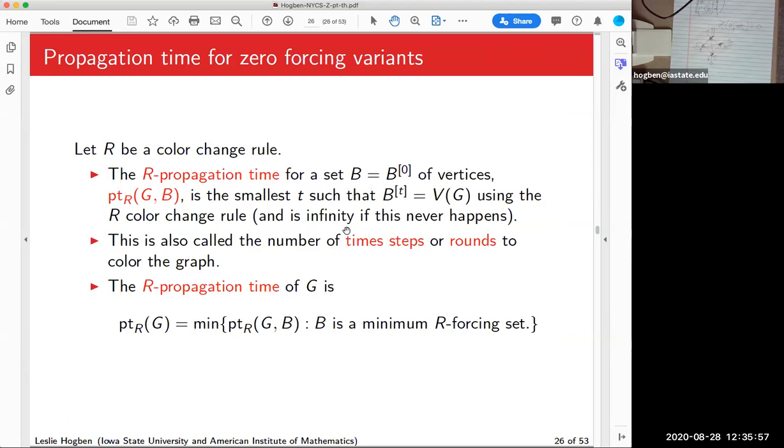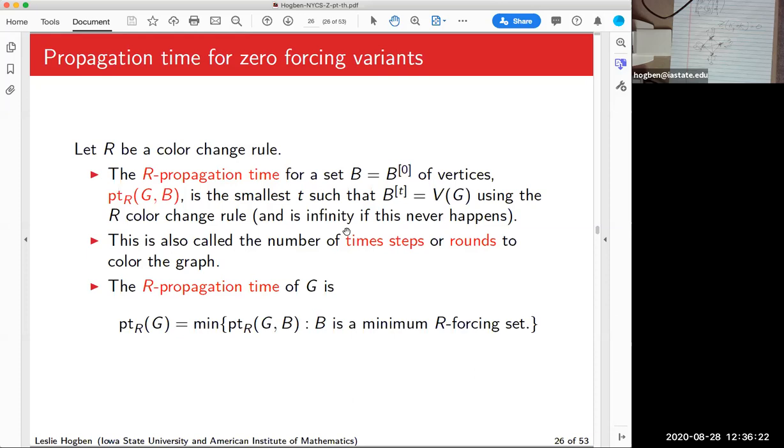Okay, so now we're going to talk about propagation time, and you should have in mind the 3 different kinds of zero forcing here. So the standard, the positive semidefinite, and the skew, that's what R is. The color change rule is either the standard, PSD, or skew. In the R propagation time, we've taken the propagation time perspective.